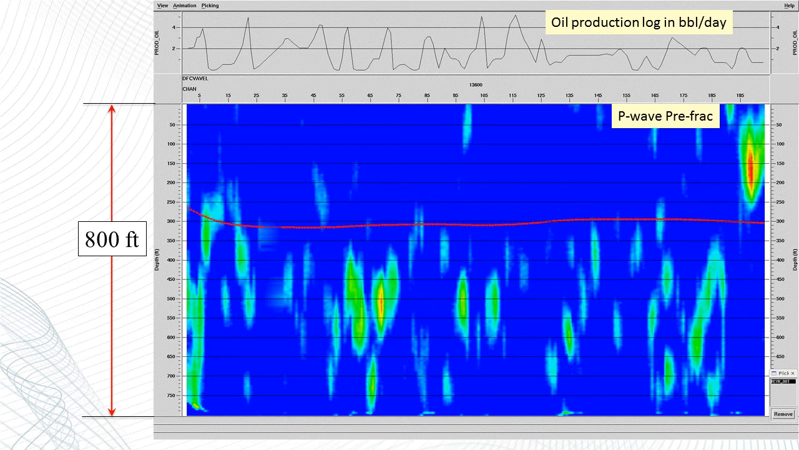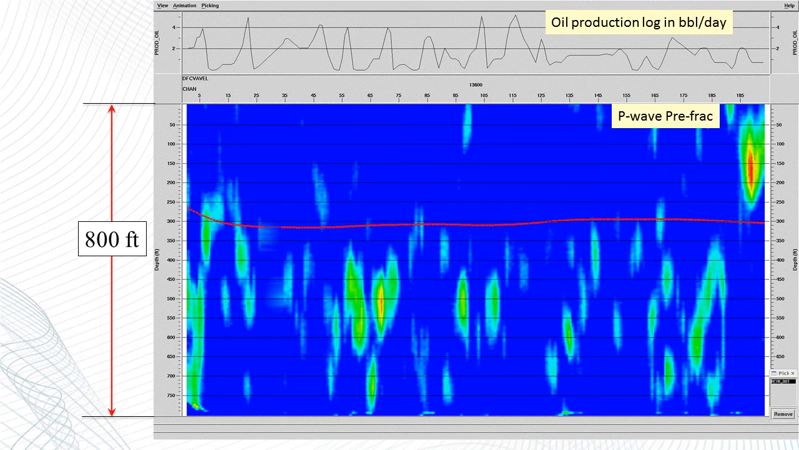So again, this data was recorded before this well was fracked. The diffractors we see here must therefore either be naturally occurring fractures, or they could be fractures that were created when nearby wells were fracked. And we know that those fractures crossed this wellbore because we recorded those fractures as they passed by during a microseismic recording operation.